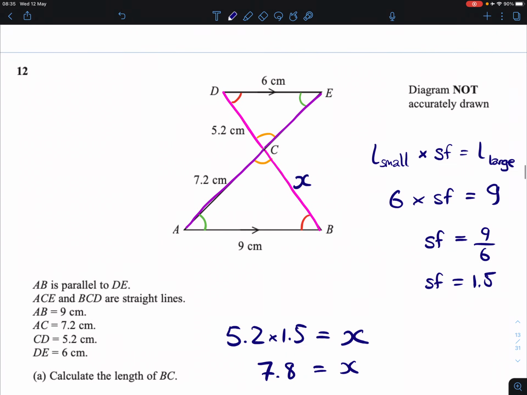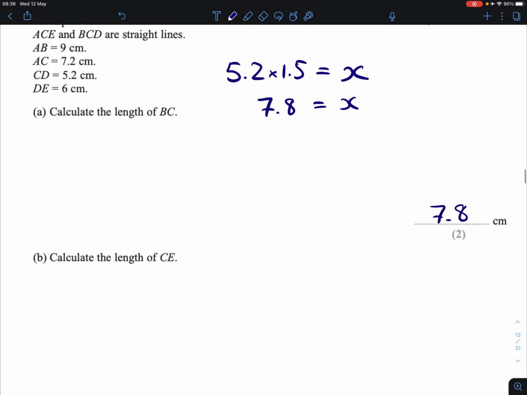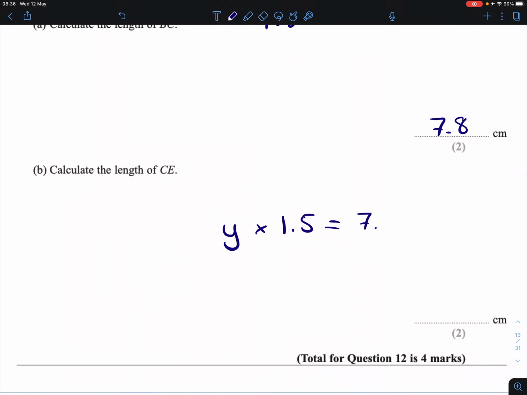Part B, calculate the length of CE. So CE in this question is that purple length there, which is the smaller one that corresponds to this. So our length small is y. Our scale factor is still 1.5 because of the fact that it's the same triangle, and our large length is 7.2. I then divide both sides by 1.5 and I get 4.8.